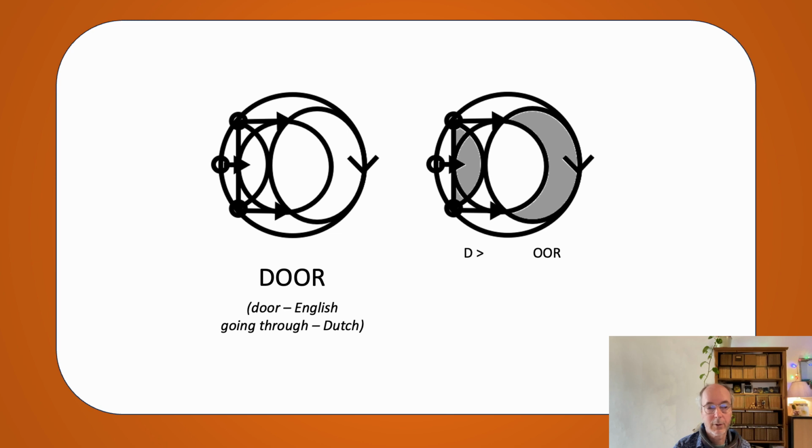Let's go to DOOR. We already had that before. Door is the door in English. "Going through" is the Dutch meaning. So you have the D, this pressure, and you go here. I will use the spiraling thing. We will go through it. We will have access to the other space. Not more than that.